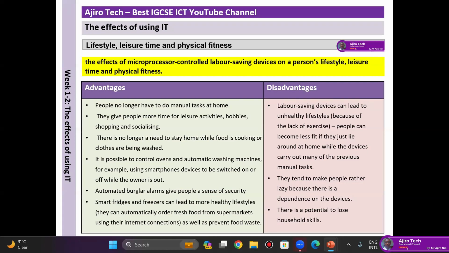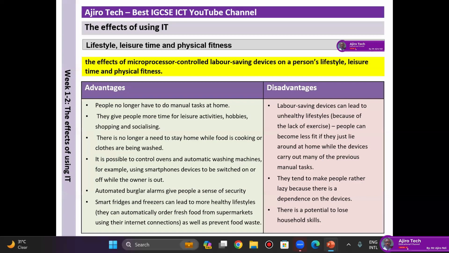In terms of your smart fridges and your freezers, it can lead to a healthier lifestyle. How? Because again, it can order food items for you based on your routines. That can lead to a healthier lifestyle for you. So if you were going to order the food yourself, it can actually do it for you. And we see that. Disadvantages, however, talk about the fact that it can lead to an unhealthy lifestyle.